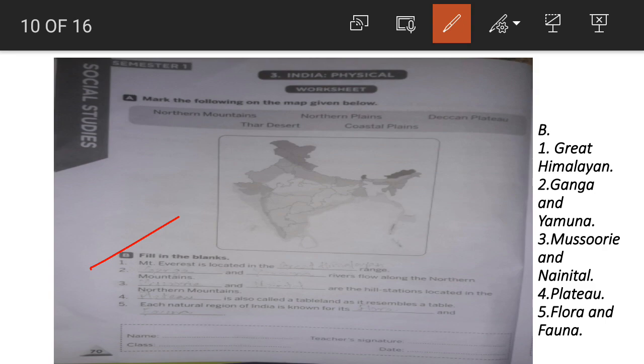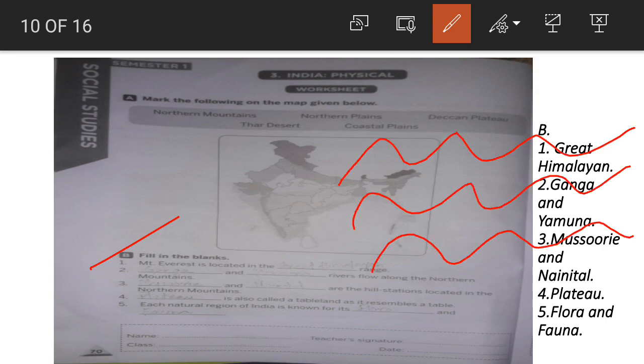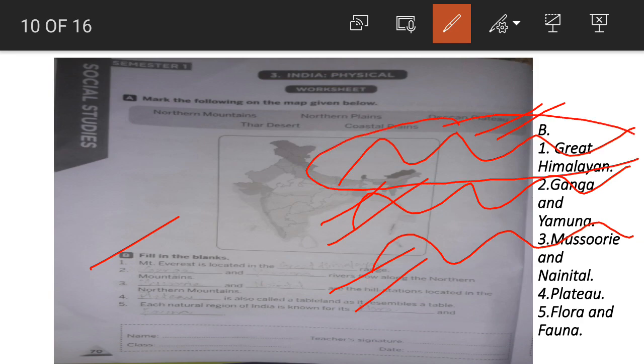So how are the ranges divided? This is the first one, the second one, this is the third one. This is the Greater Himalayas, this is the Middle Himalayas, and this is the Lesser Himalayas or Outer Himalayas. So Mount Everest is located in which range? In this range, Greater Himalayas.